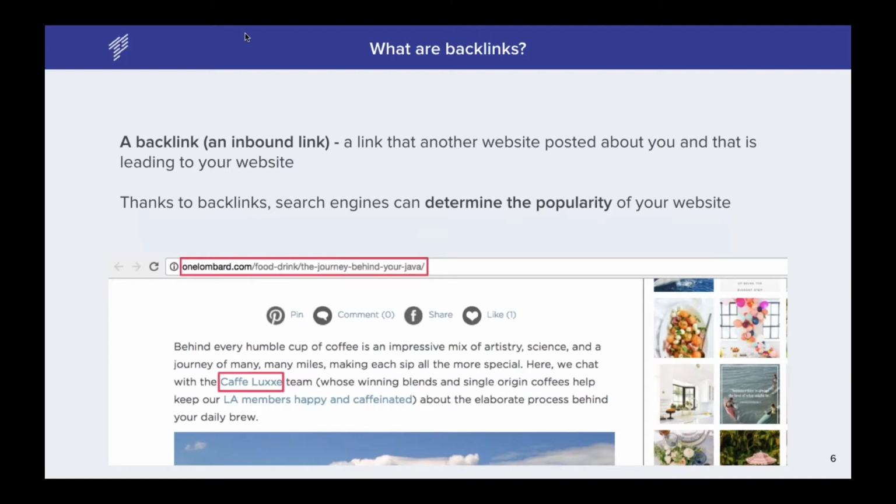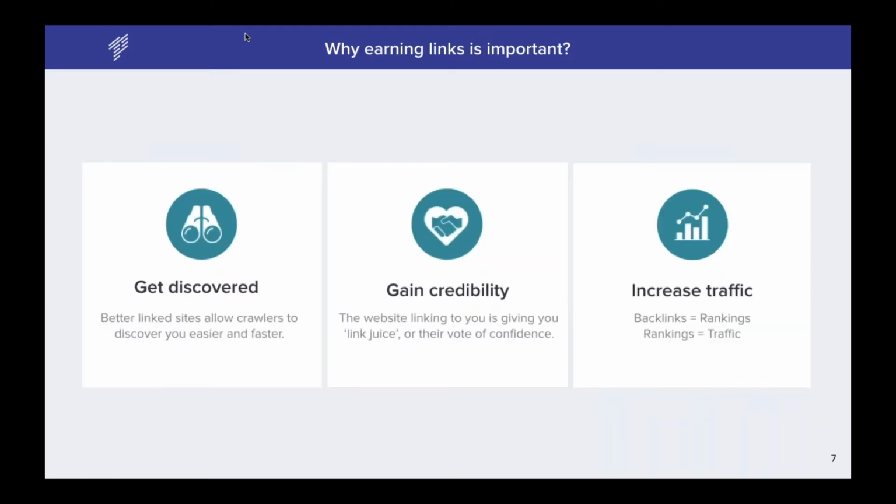So as an example below, you do have a website, onelumber.com, and they did write a piece where they included Cafe Lux, and they did point to the homepage for the people to actually go there because it was relevant to what they were writing about. Now the question is, why are backlinks actually important?